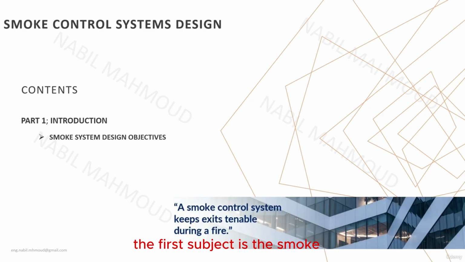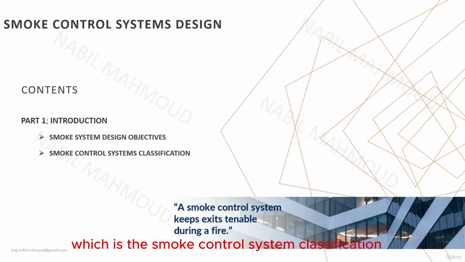The first subject is the smoke control system design objectives as defined by the international codes and standards. The second subject is the smoke control system classification, so that you can have an idea on the classification of the smoke control systems in accordance to the right source, which is the related international codes and standards. And the third subject will be the factors that are affecting the smoke movement within an enclosure or within a space or within a building.